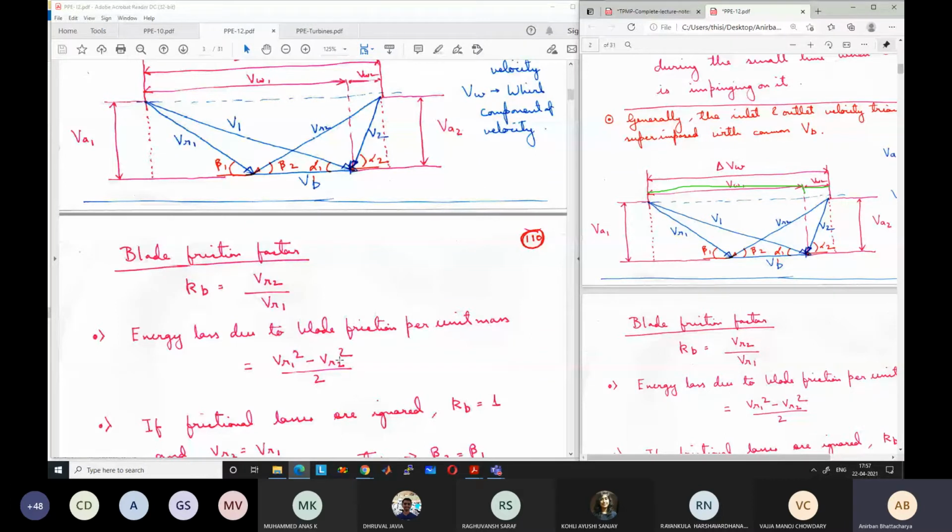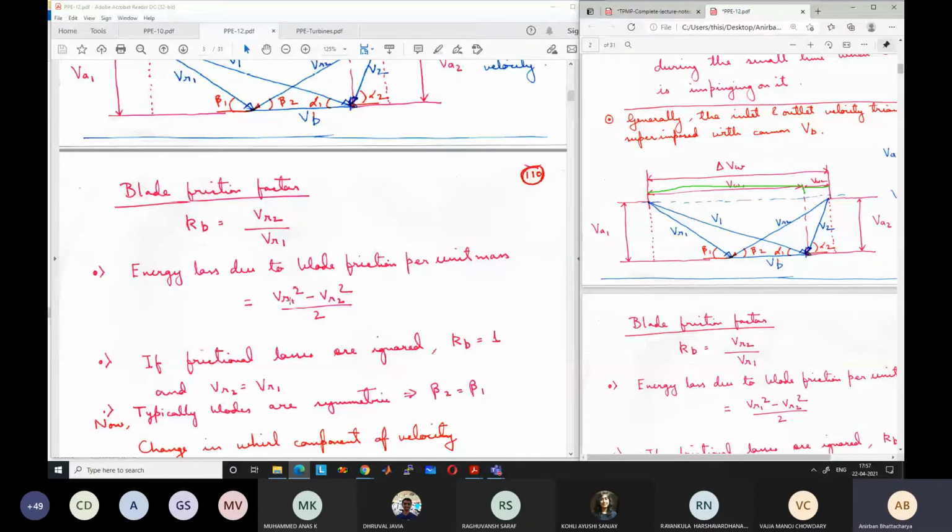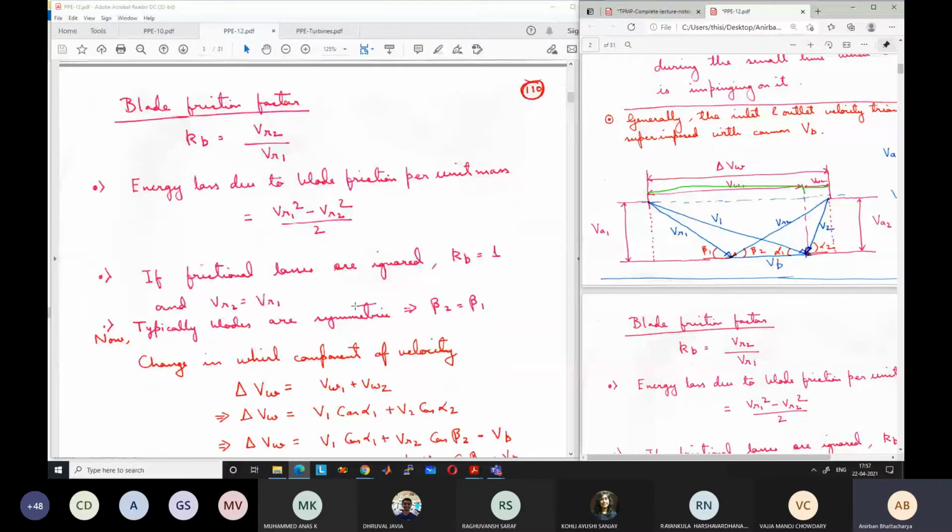If there are frictional losses, then the kinetic energy is decreased. If frictional losses are ignored, Kb is equal to 1 and VR2 is equal to VR1, as I have already discussed. Typically, blades are designed such that they are symmetric, because then repeating the stages and manufacturing is easier. So beta 2 is equal to beta 1 in this diagram.